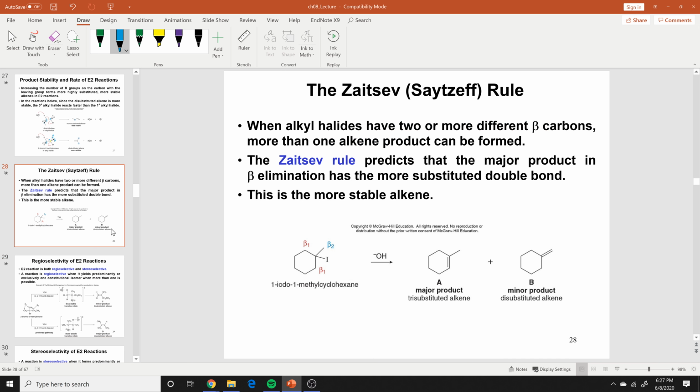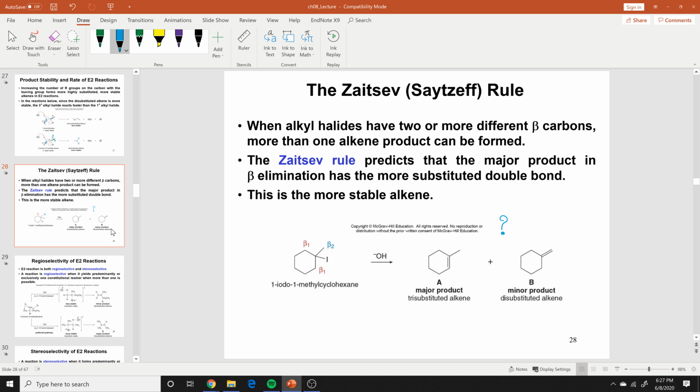So in order to check, if you have more than one beta carbon, then you're going to end up having more than one alkene product. So the question is, based on their transition state, which one is going to be more stable? Or, in other words, which one is going to be the major product and which one is going to be the minor product? The rule says that the most substituted alkene is the major product, and the least substituted alkene is going to be the minor product.